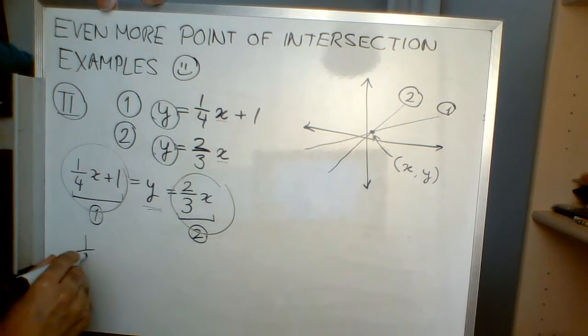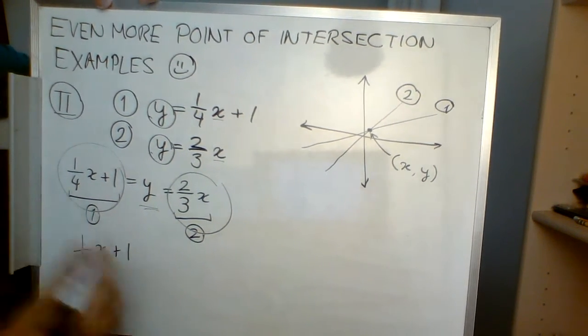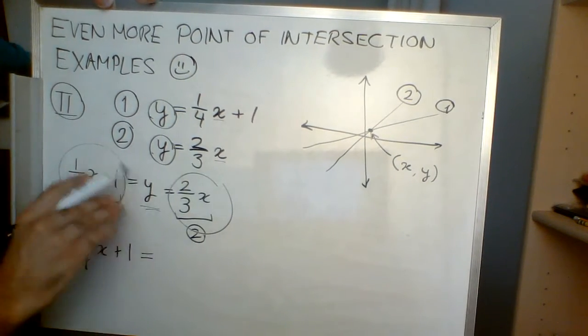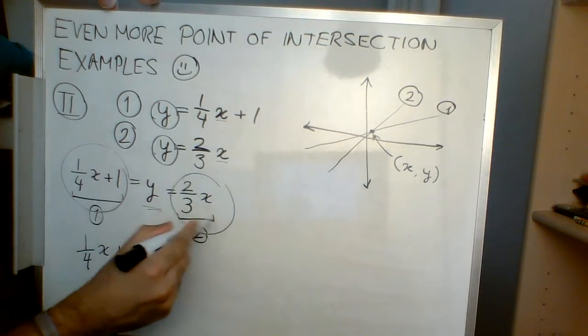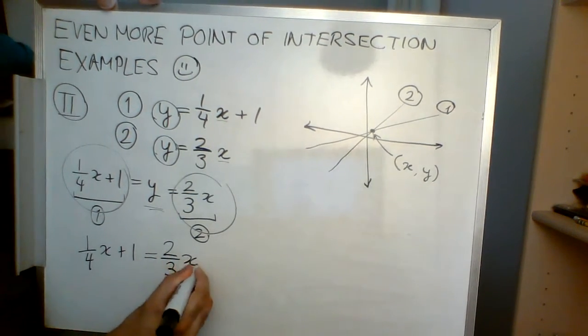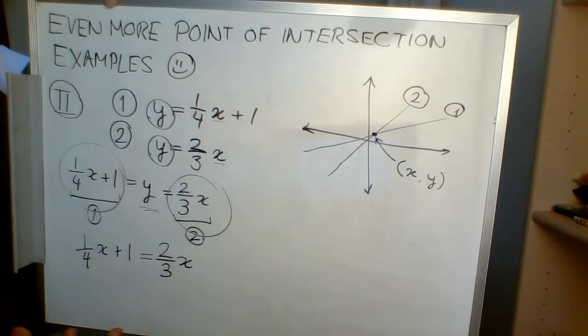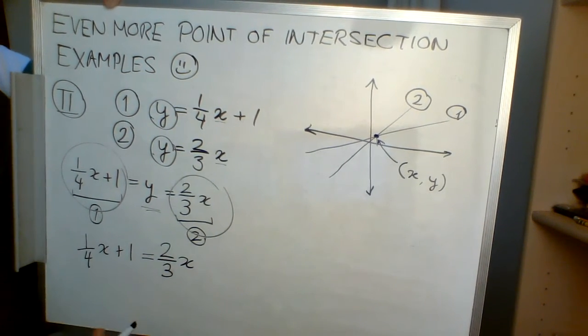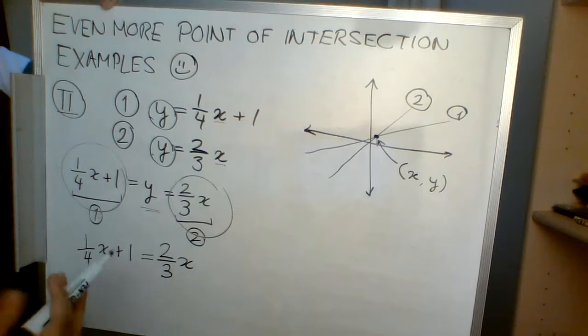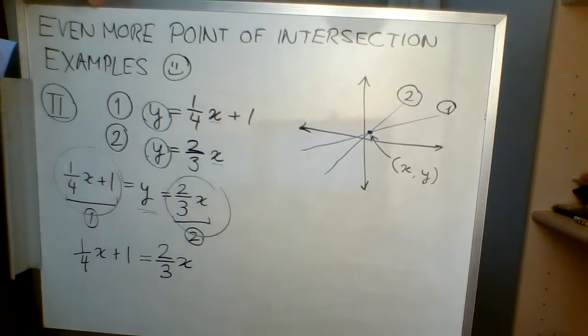So we've got 1/4x plus 1, that's the left side, equals, and then I'm going to ignore the y, and just throw in whatever's on the right side. So that's going to be 2/3x. So now we have an equation that has no more y's in it. It's just got x's and it's got numbers, and we know how to solve an equation like that for x.